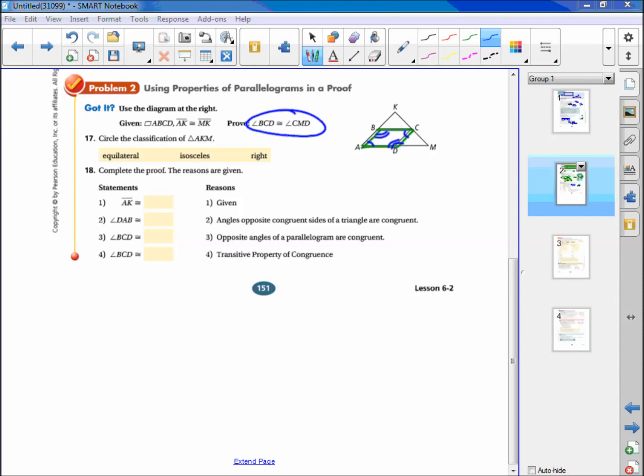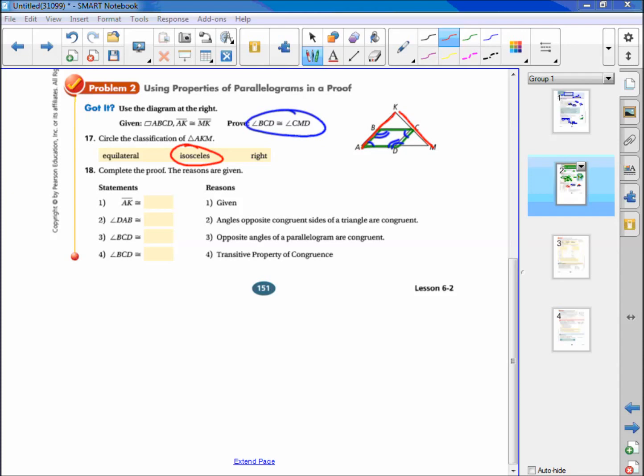Okay. Next, we have two sides are the same length. So this AK is the same length as MK. All right. So circle the classification of triangle AKM. So AKM has two congruent sides at least, so it's isosceles. It could have three, we're not sure about the third one. All right, then complete the proof. The reasons are given for you. So we have our reasons on the right, and we have half of our statements on the left.